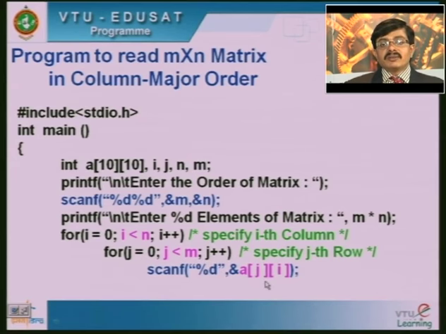When j becomes 1, we will be reading 1 0. 1 0 means the 0th column, the second element that is there, so that we are going to read. Again, when j becomes 3, the third row, 0th column. So that is exactly the way we are reading the elements there.